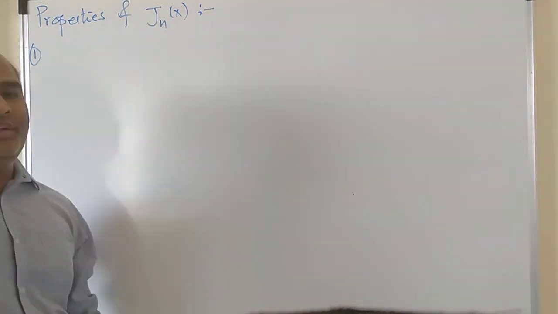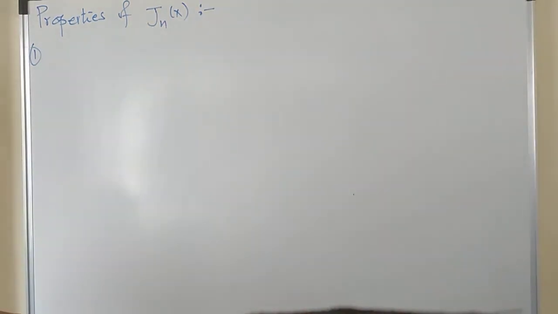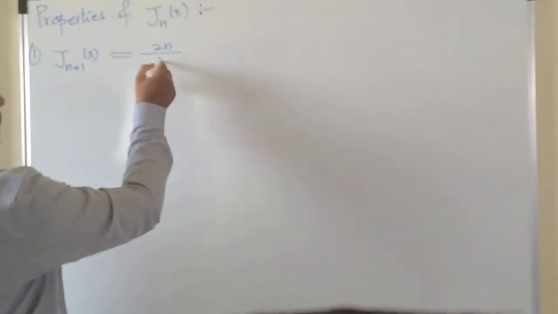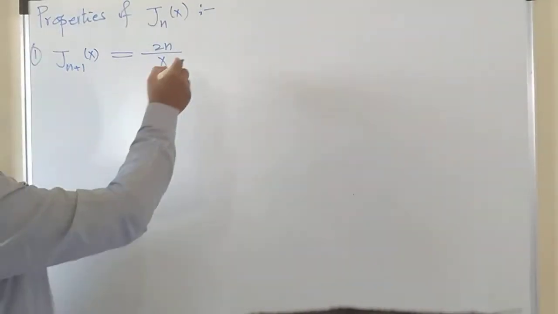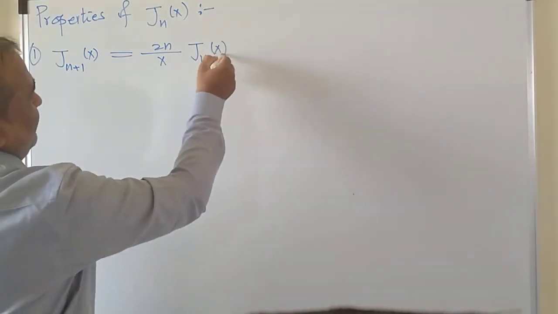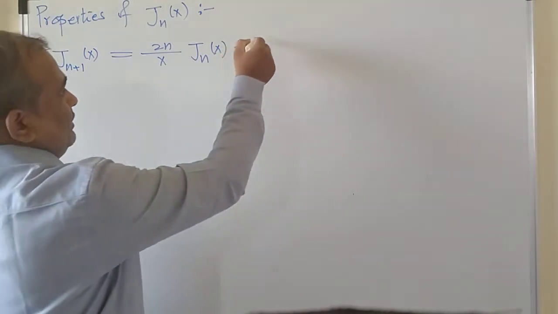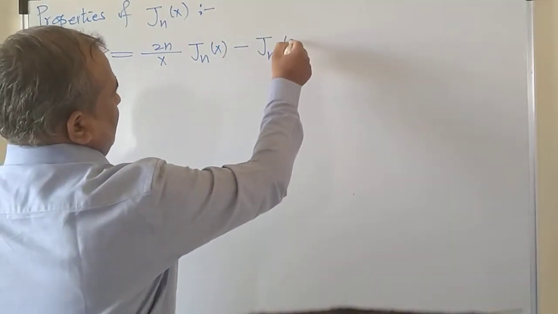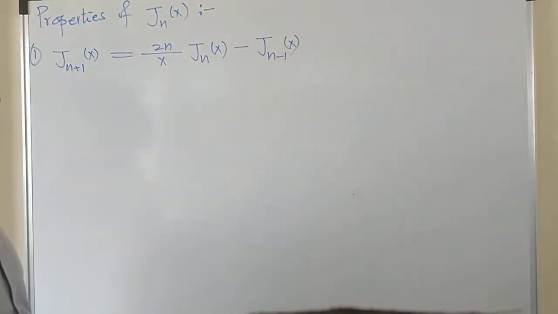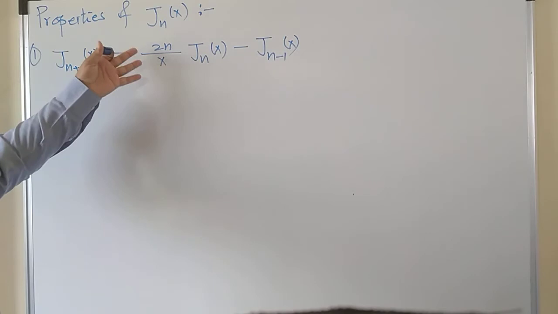Now let's go for the properties of the Bessel function, and the first property is: prove that J n plus 1 of x is equal to 2n by x J n of x minus J n minus 1 of x. This kind of property you can find in the reference books, or you might have studied this property in the TYBSc also.